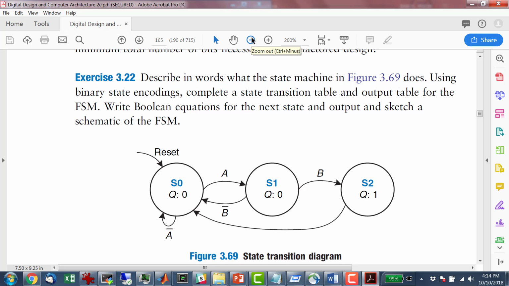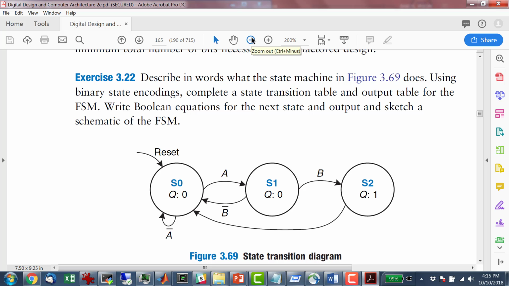So in this case, we're starting out with a state machine. And make it a little bigger so it's visible to everyone. There we go. OK, so we've got a reset state, and then we've got one output Q, which is 0, 0, and 1. It states S0, S1, and S2. And there's 2 inputs, A and B. Now, there's some shorthand used in here because A and B is a 2-bit signal.